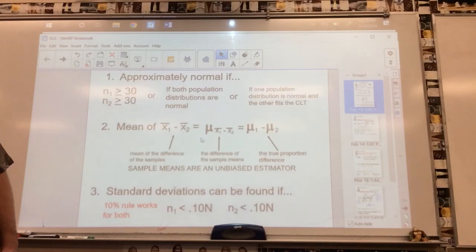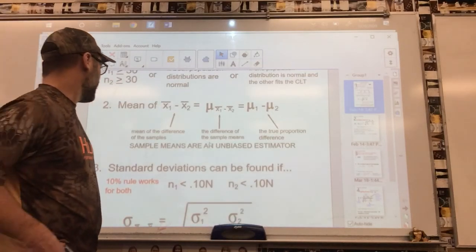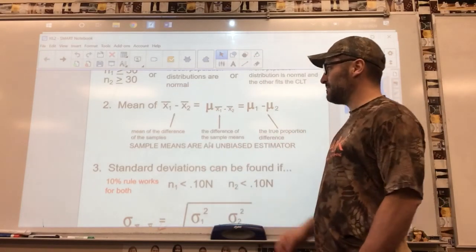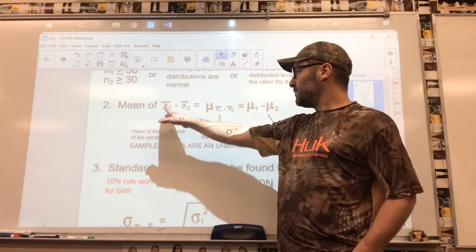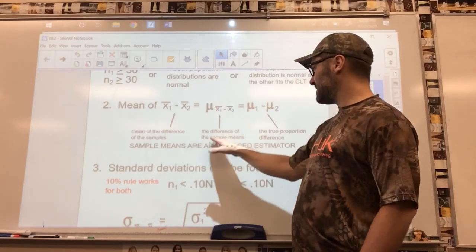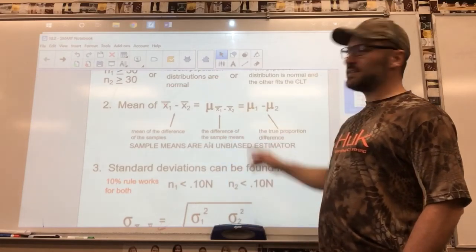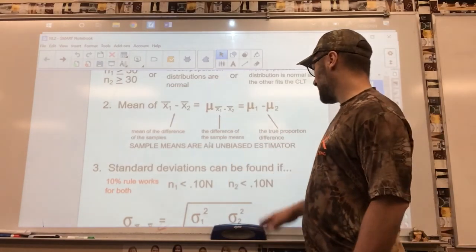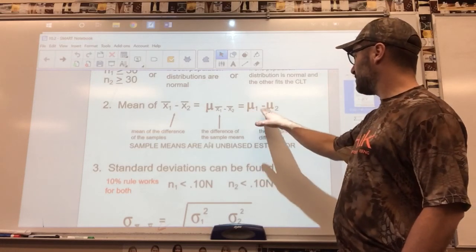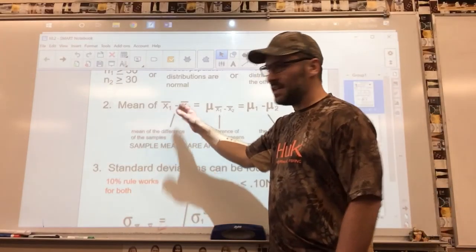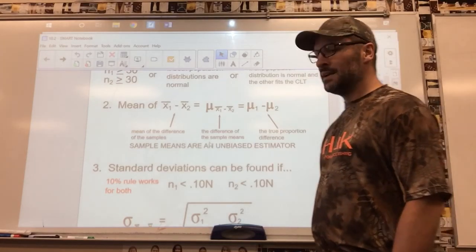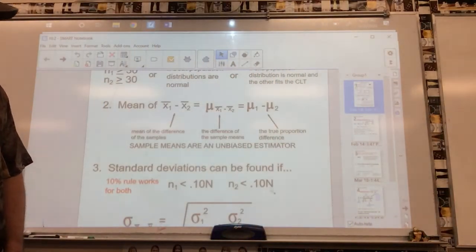The second thing is the sample mean is called an unbiased estimator. The sample means are unbiased estimators. So if you have your sample means, this funky little notation is the difference in the sample means. It's always going to center around the actual population value, the true mean difference. So these two means, if you subtract them, you should be right at what the population mean difference is. And again, we say the sample mean is an unbiased estimator.